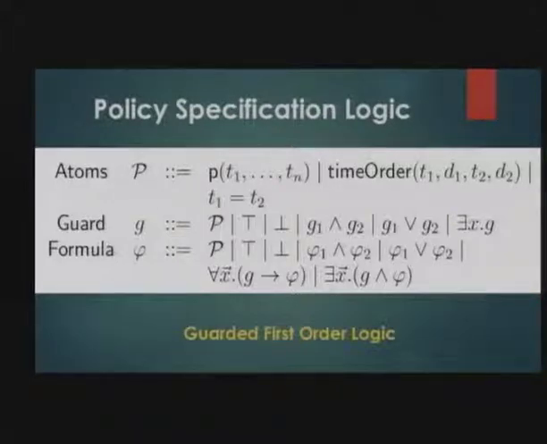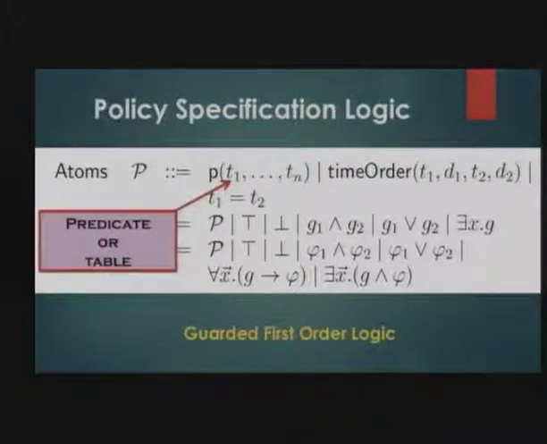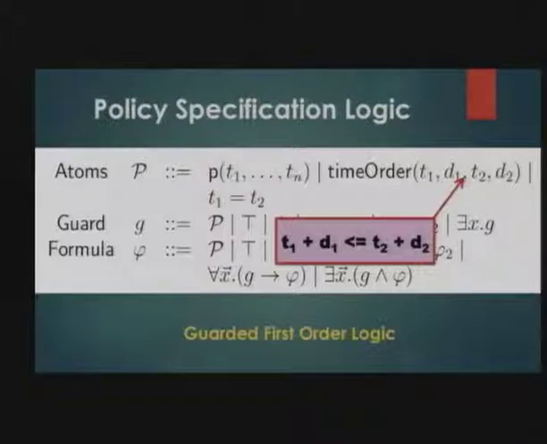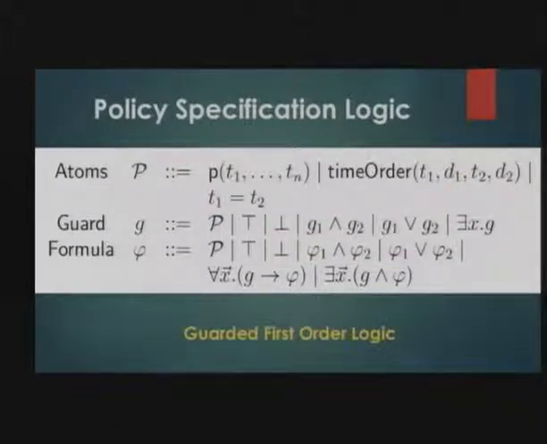Atoms are either a predicate or a table. We looked at the sensitive access tables; these are actually table names. You can view them as table names, right? Then we have this other predicate, which is checking for time. We wanted to check time. And then there is equality. You can check whether two things are equal. The next section is guard. Guard is a specific kind of formula. We'll explain this in a bit.